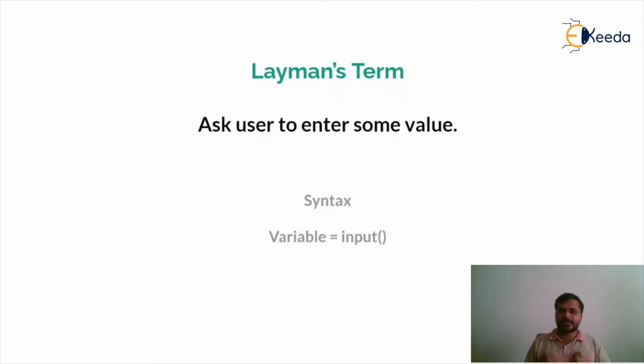The syntax for taking an input from the user is creating a variable or using an existing variable, then assigning the value given by the input function. The input function is what asks the user to enter some value, and once the user has entered a value, it will take that value and give it to the variable on the left side of the equal to symbol. Now let's see the sample program for this.